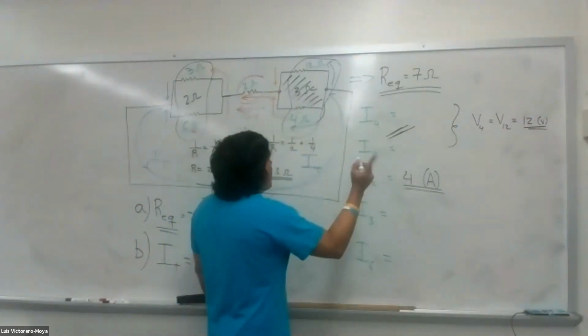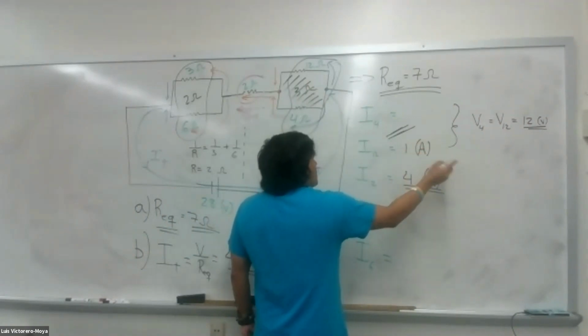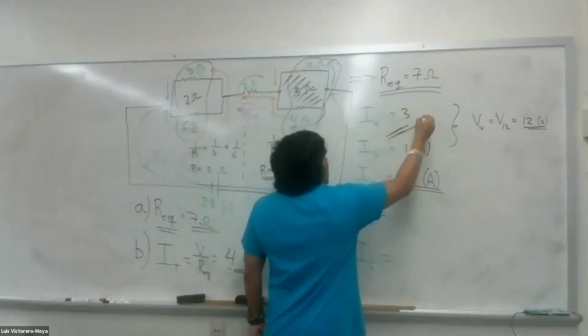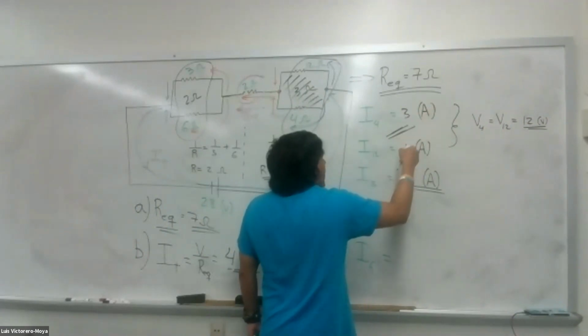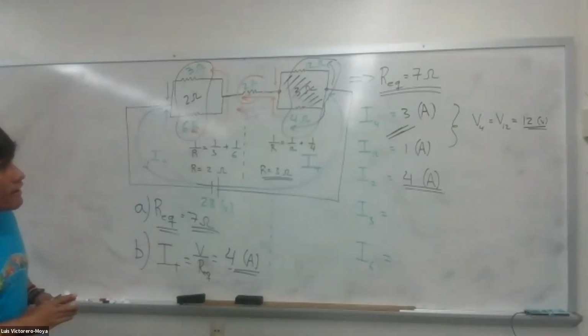So how much is 12 volts divided by 12? 1 ampere. How much is 12 volts divided by 4? 3 amperes. How much is 3 plus 1? 4 amperes. You see what I did there? I split the current using the potential drop. Right?